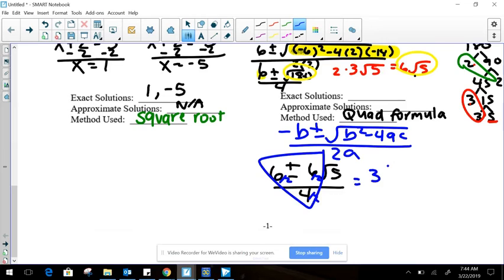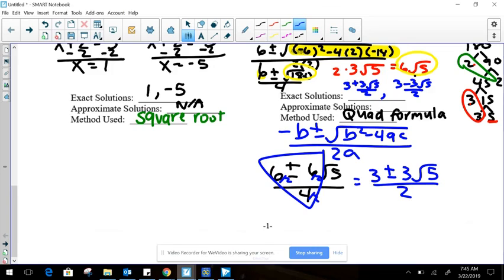So I have 3 plus or minus 3 root 5, then 4 divided by 2 is 2. Then I'm going to split those up to make my exact solution. So I have 3 plus 3 root 5 over 2, and 3 minus 3 root 5 over 2. I'm going to type each one of those into my calculator. To type it in, you need to say 3 plus 3 times second square root of 5, enter, and then divided by 2.